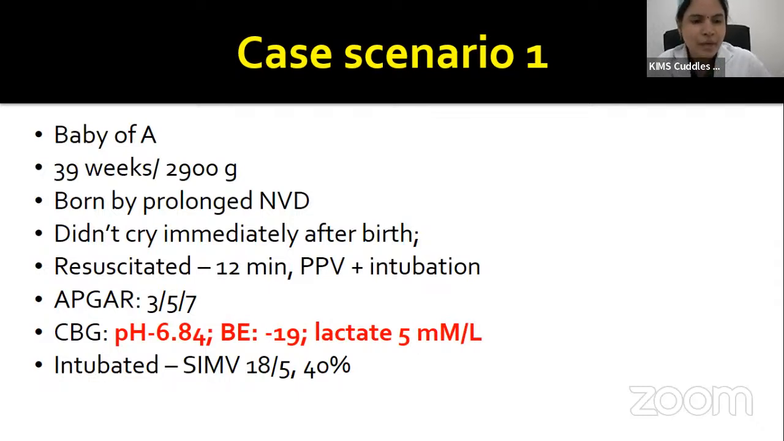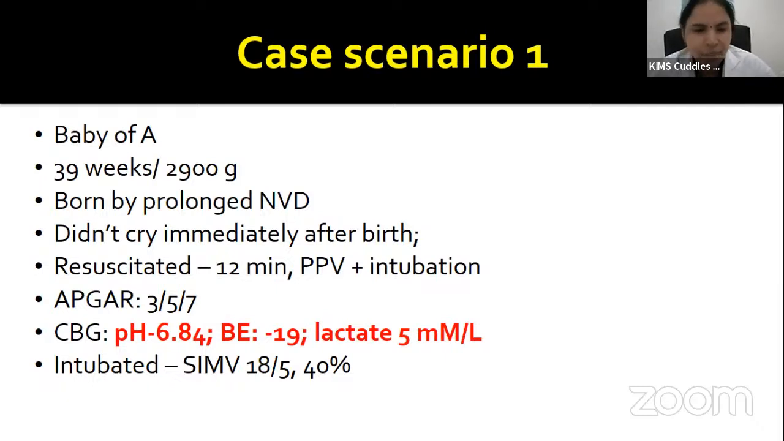This is baby of A, born at 39 weeks with a birth weight of 2,900 grams, born by prolonged normal vaginal delivery. The baby did not cry immediately after birth. There is no history of meconium-stained amniotic fluid. The baby needed extensive resuscitation in the form of positive pressure ventilation followed by endotracheal intubation. This lasted for almost 10 to 12 minutes. The baby started having spontaneous respiration.